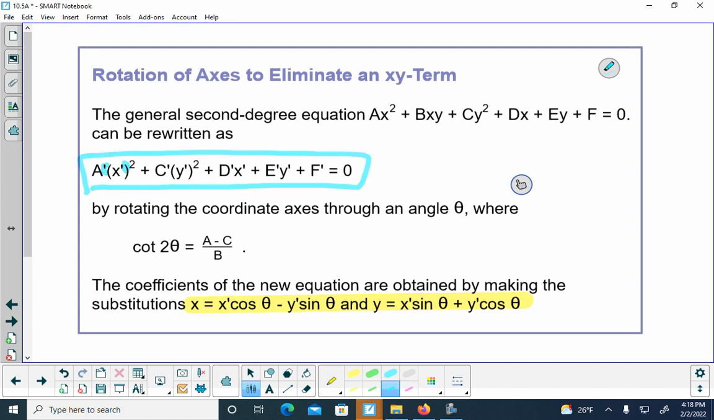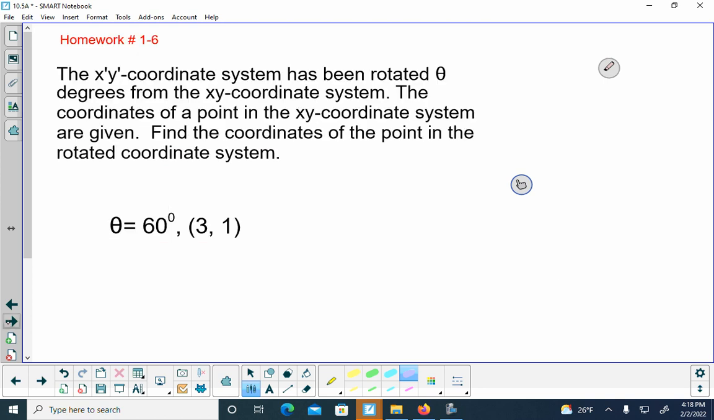The first thing I have to know is what angle I'm going to rotate. To figure that out, I'm going to use this formula, where the cotangent of 2 theta is equal to a minus c, all over b. Once I figure out the angle, I'm going to put that angle in this formula here, and this will be how I rewrite my x, and this will be how I rewrite my y. I think it makes a lot more sense if we try to do a couple. We're only going to do baby ones today and see how it goes.